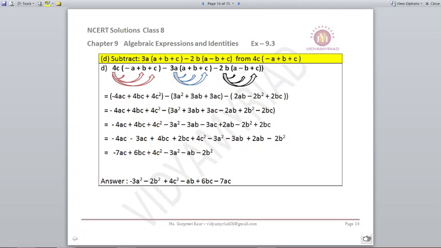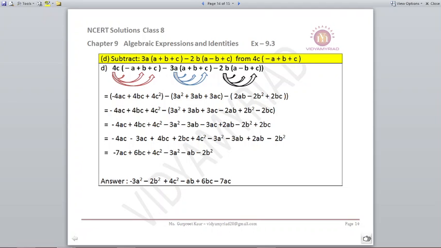Collect all the like terms now itself. So minus 4ac has a partner minus 3ac, 4bc has a partner 2bc, 4c square is alone, minus 3a square is alone, minus 3ab has a partner plus 2ab, and left only minus 2b square. Solve it, you will get minus 7ac plus 6bc plus 4c square minus 3a square minus ab minus 2b square.